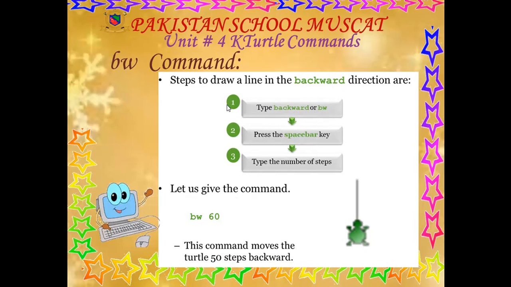Now we come back again towards our BW command. Simply we will give a command over here. As you can see, the example is here. BW stands for going back, go backward. Again space and then 60. This command moves the turtle 60 steps backward.